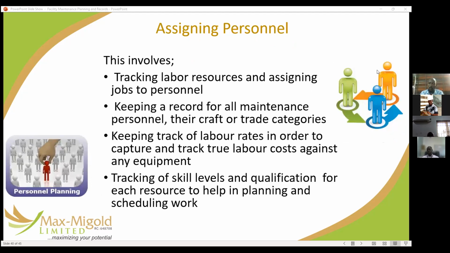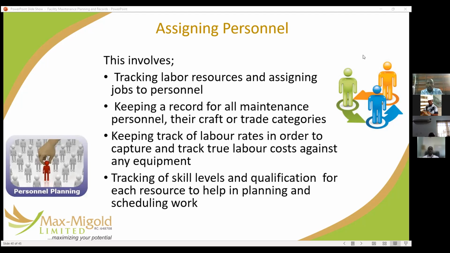So when the task has already been scheduled, okay, we've already agreed we are going to carry out the maintenance work overnight when the factory is completely shut down. So now, who are the personnel that are going to be involved in carrying out that maintenance task? This involves tracking labor resources and assigning jobs to the personnel.